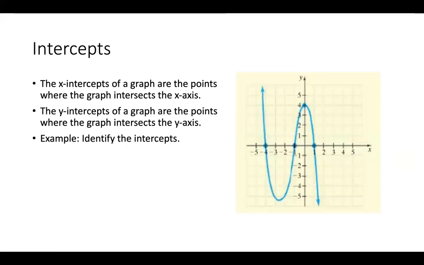So first, think about how many x-intercepts there are. There are three, right? One here, one here, and one here. So the x-intercepts are the points (-4, 0), (-1, 0), and (1, 0). Notice I've written them as ordered pairs.